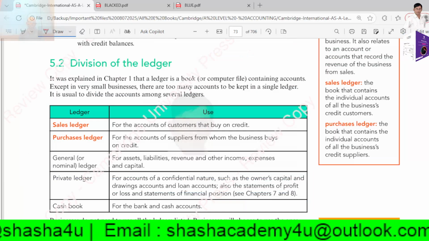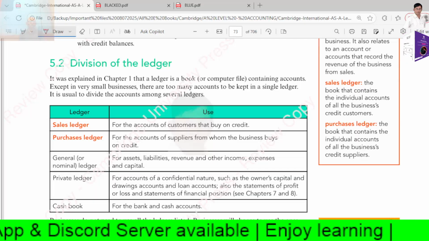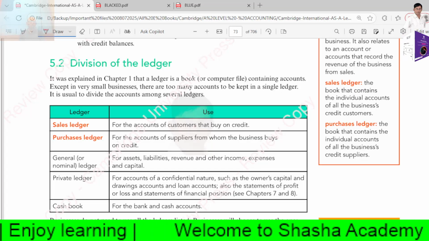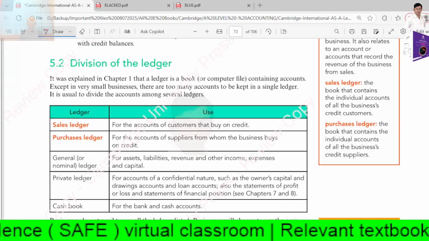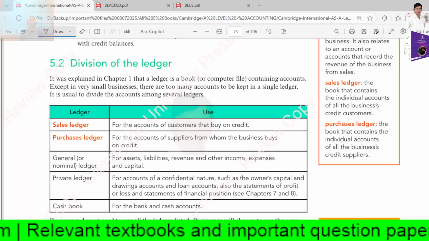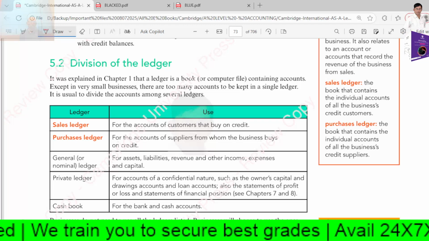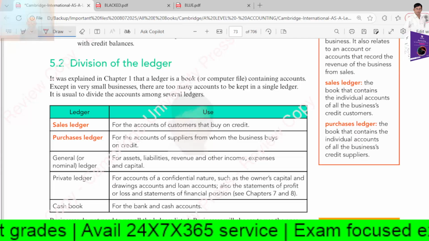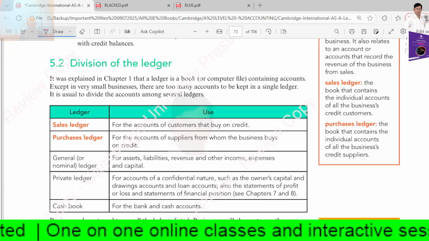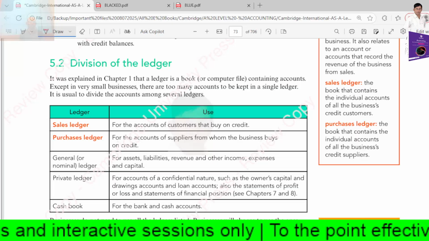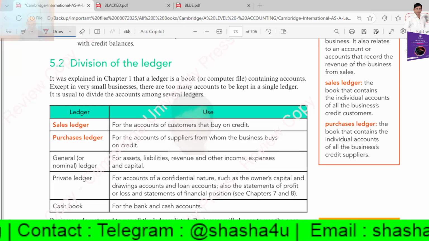See here, this is the list of ledgers, the division of the ledgers. Ledgers can be divided into sales ledger, purchase ledger, general or nominal ledger, private ledger for confidential amounts which are personal in nature, and cash book for the bank and cash accounts. Sales ledger records sales, purchase ledger records purchases, and general records items other than cash and bank. Private ledger holds confidential items not normally recorded elsewhere. Cash book is for bank and cash accounts, whatever is received and whatever is paid.